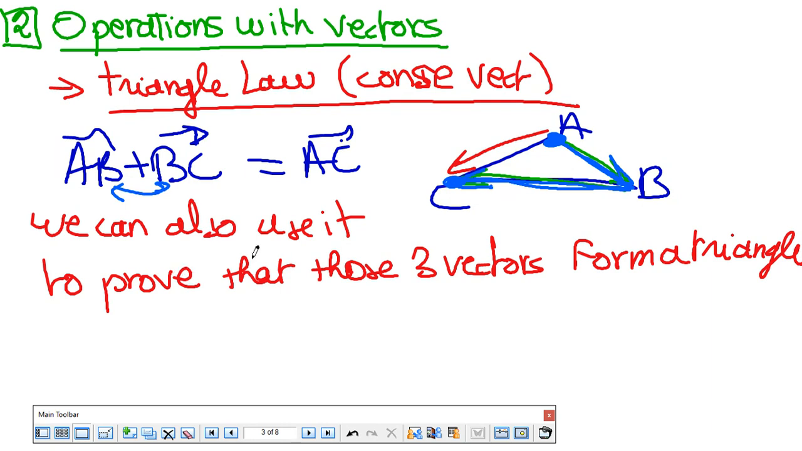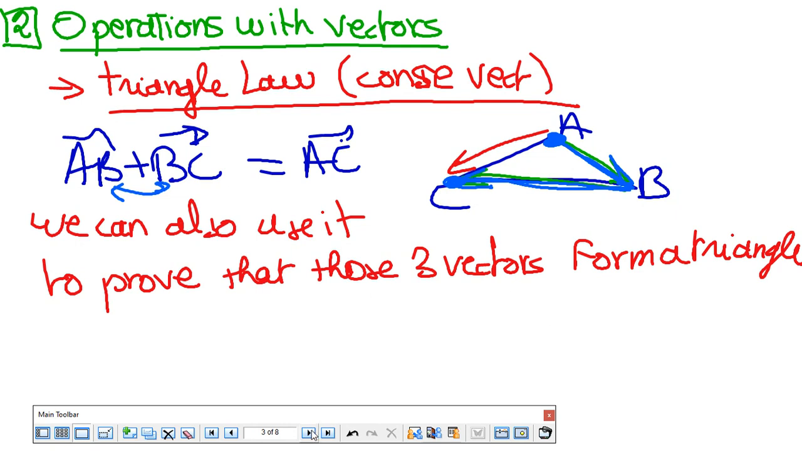So we can also use this property, guys, to prove that those three vectors form a triangle. Later on in the application, you will see that sometimes I will ask you to show that those three vectors form a triangle. So you need to try to write a relation or prove that the sum of two of those vectors gives me the third one.